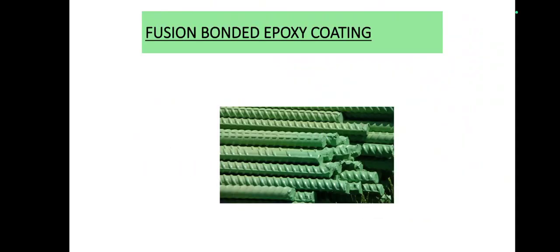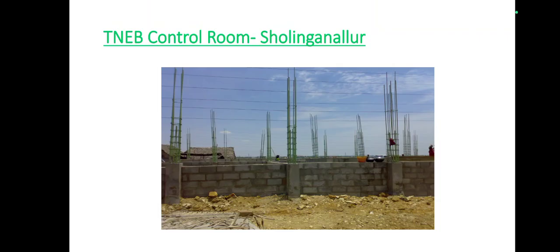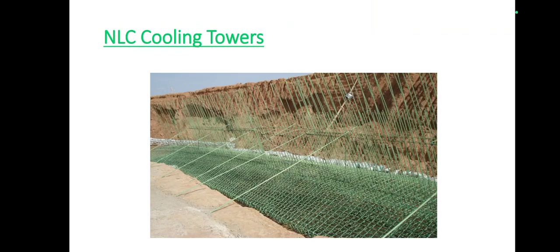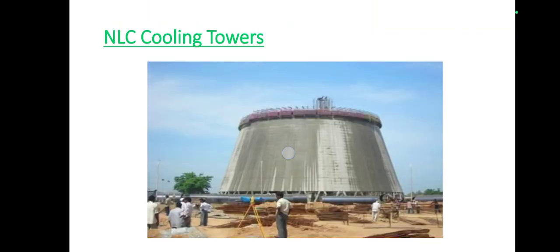These are some of the pictures which I am going to show you, mainly a site near the coastal region near Chennai, where the Tamil Nadu Electricity Board is constructing a control room where this epoxy coated bar is used. And the Neyveli Lignite Corporation also uses this epoxy coated bar for cooling towers, because in a cooling tower the moisture is continuously there, so the structure will try to undergo corrosion damage, and this can be prevented.